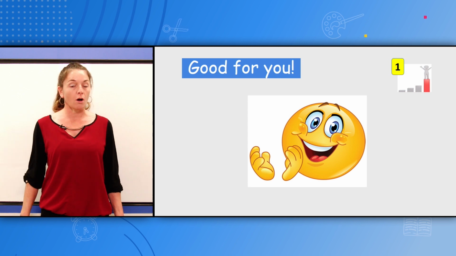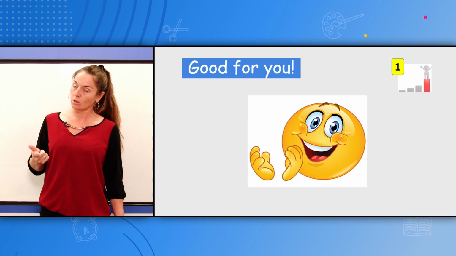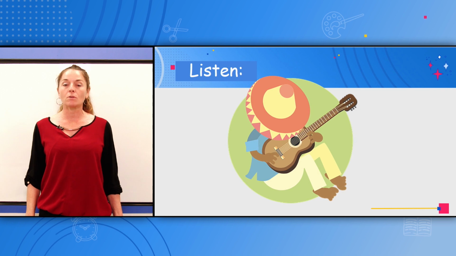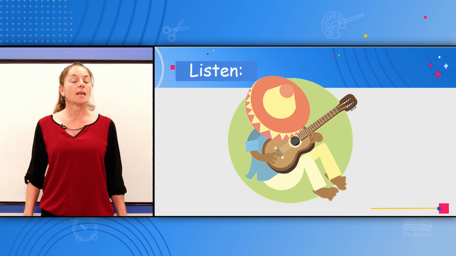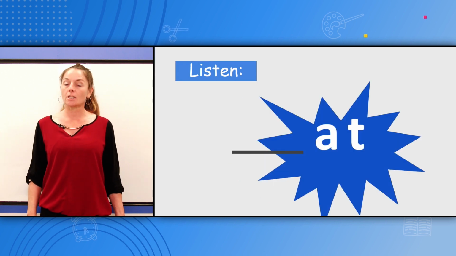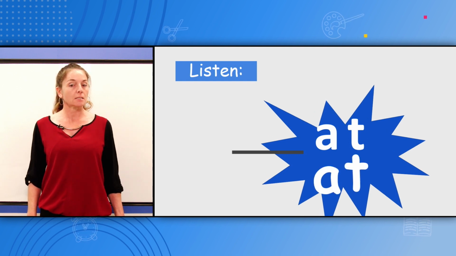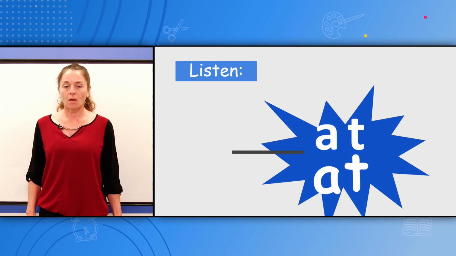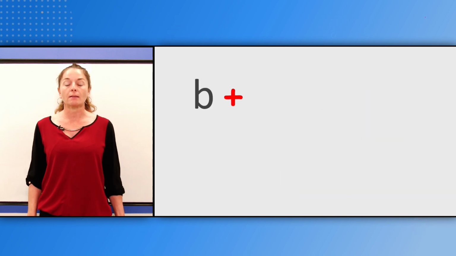Now we will move on. So we know A and we know T. Now we put them together and we are going to reach the sound at. Mat, sat, Nat sat on a mat. At. Pay attention how I write at. I can write it like this as well. At with a different font. Okay, let's find words that end with at.